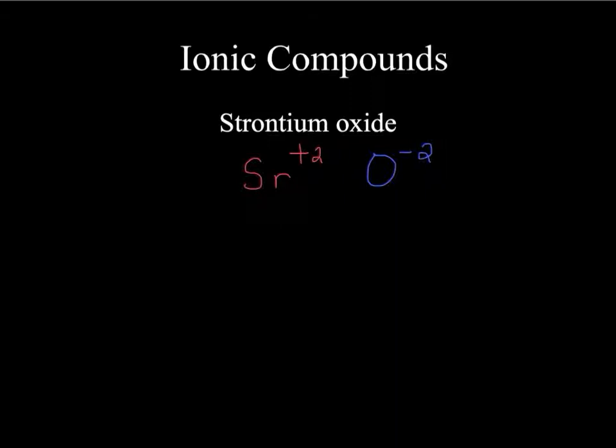So what you have to know about all compounds is a compound will always be neutral in charge. If it didn't have a neutral charge, it would be an ion. So because I have +2 and -2 as my oxidation states, I only need one of each strontium and one of each oxide for all my oxidation states to cancel out. So my final compound formula would be SrO.